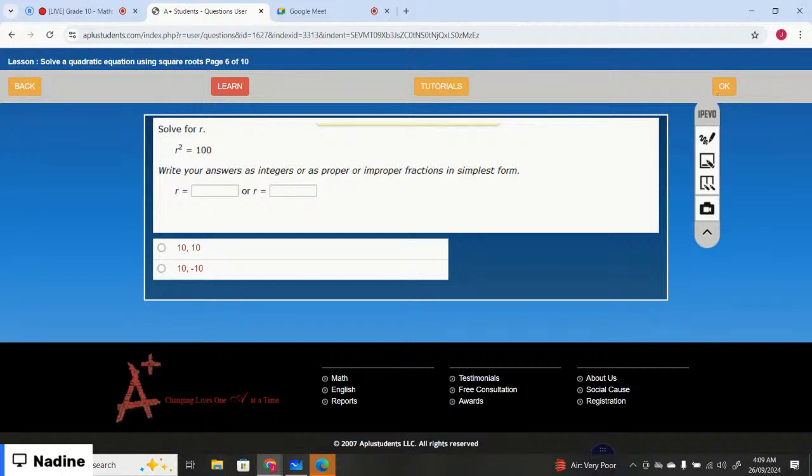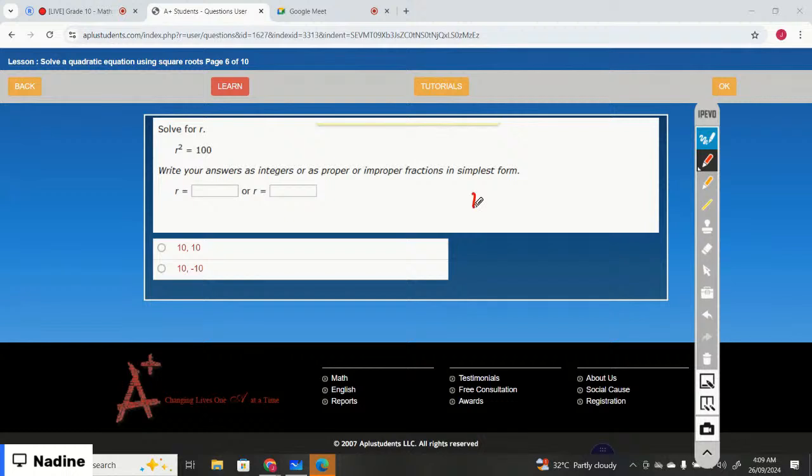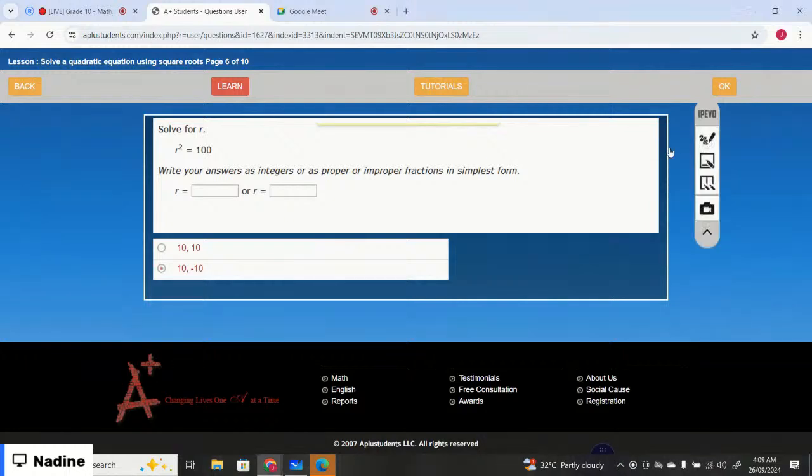Solve for r. r square equals 100. So which is the correct option? You need to take the square root of both sides because you need to find the value of r. The square and square root cancel out, and you are left with r equals plus or minus 10. So that is positive 10 and negative 10. Option number 2 is the correct option. Got it?